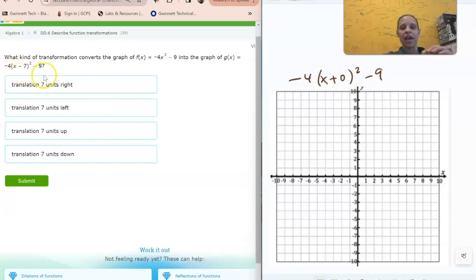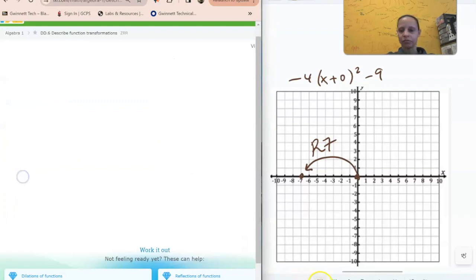And the reason I know that is because all my answer choices are translations. I mean, the only thing that can change is either the outside -9 or the inside. In this case, the -9 doesn't change, but it does change from 0 to -7 on the inside. So on the x-axis, I'm going to start off at 0, and I'm going to end up at -7 right here. So what did I do? Left 7, but remember, inside is x and opposite, so it's not really left, it's right 7. So I'm looking for right 7.